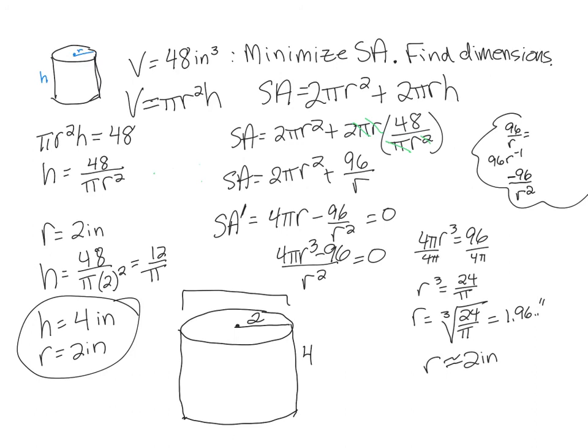Let me actually do this on a calculator real quick to tell you what it is. 12 divided by pi gives me 3.8197. So you see that we are really, really close to being almost a perfect cube, only it's a cylinder. Okay?